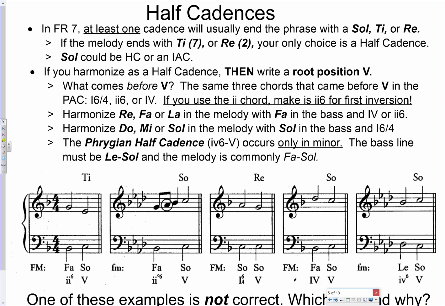You can harmonize re, fa, or la in the melody with fa in the bass and 4 or 2-6. You can harmonize do, mi, or sol in the melody with sol in the bass and 1-6-4.